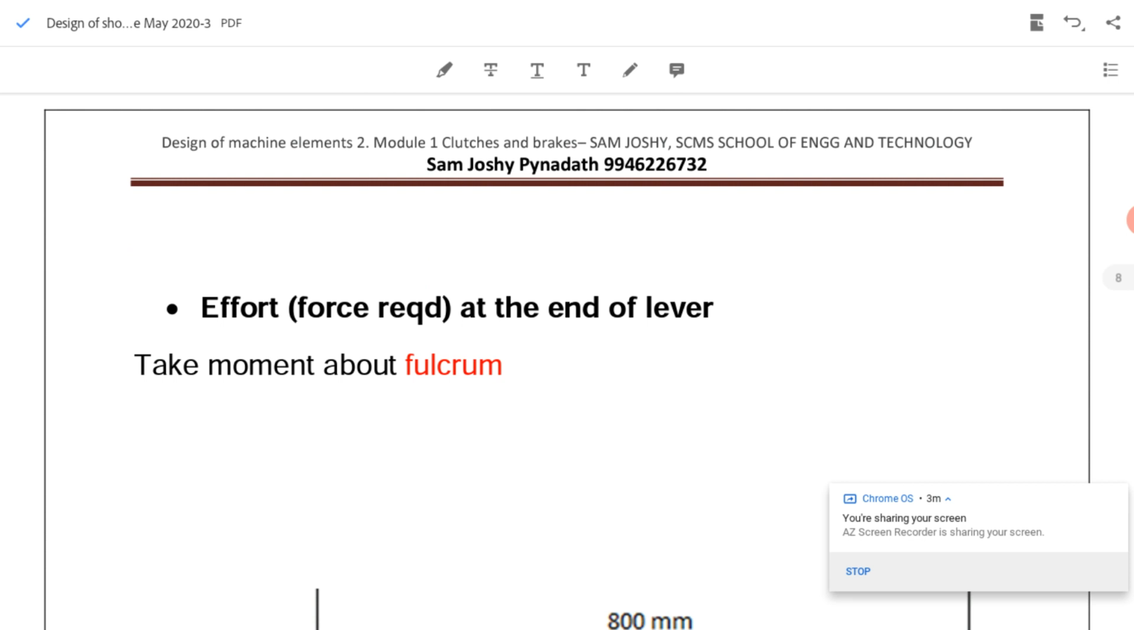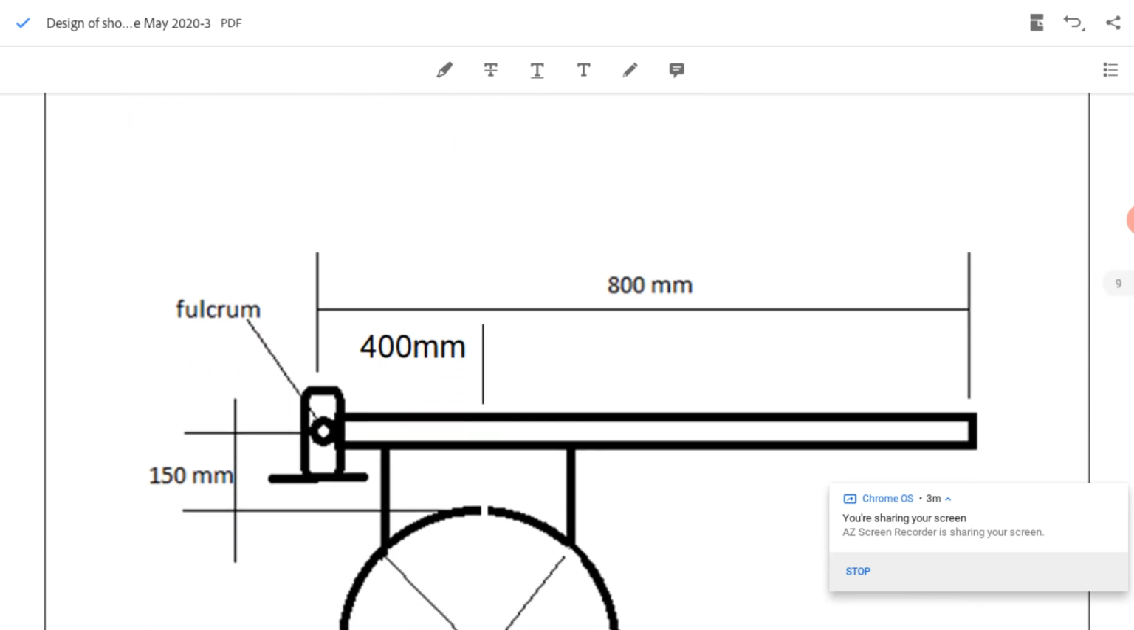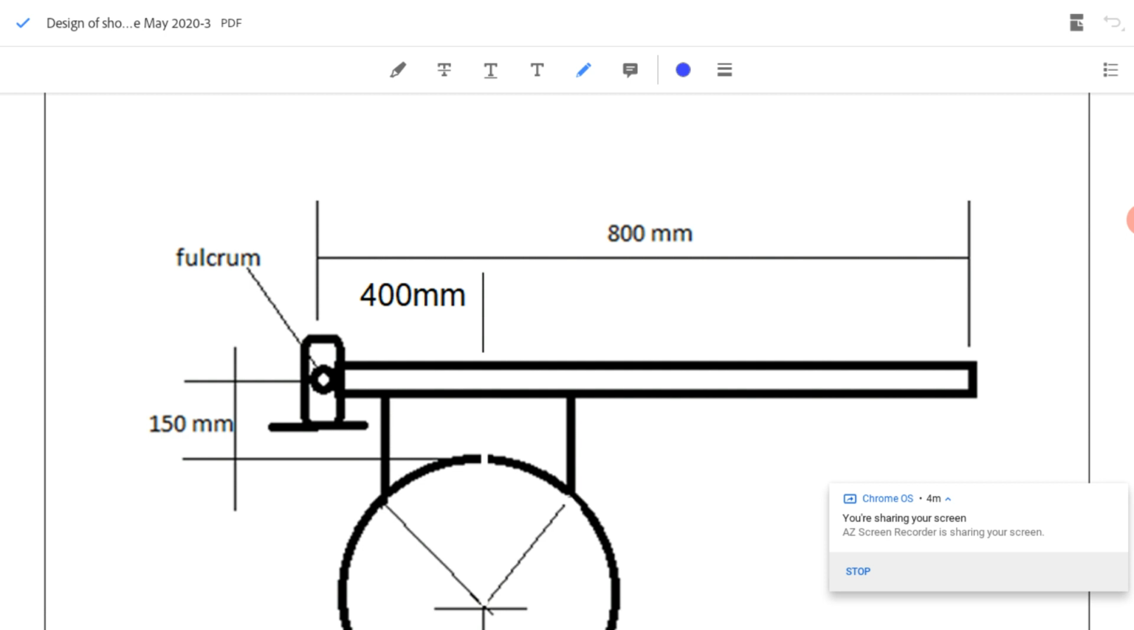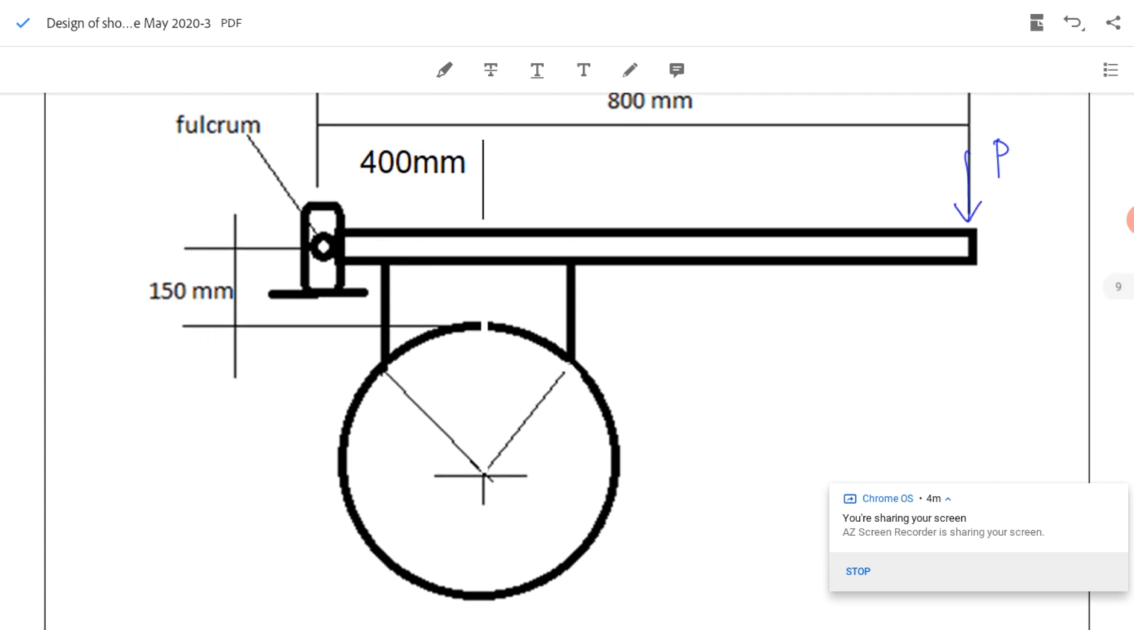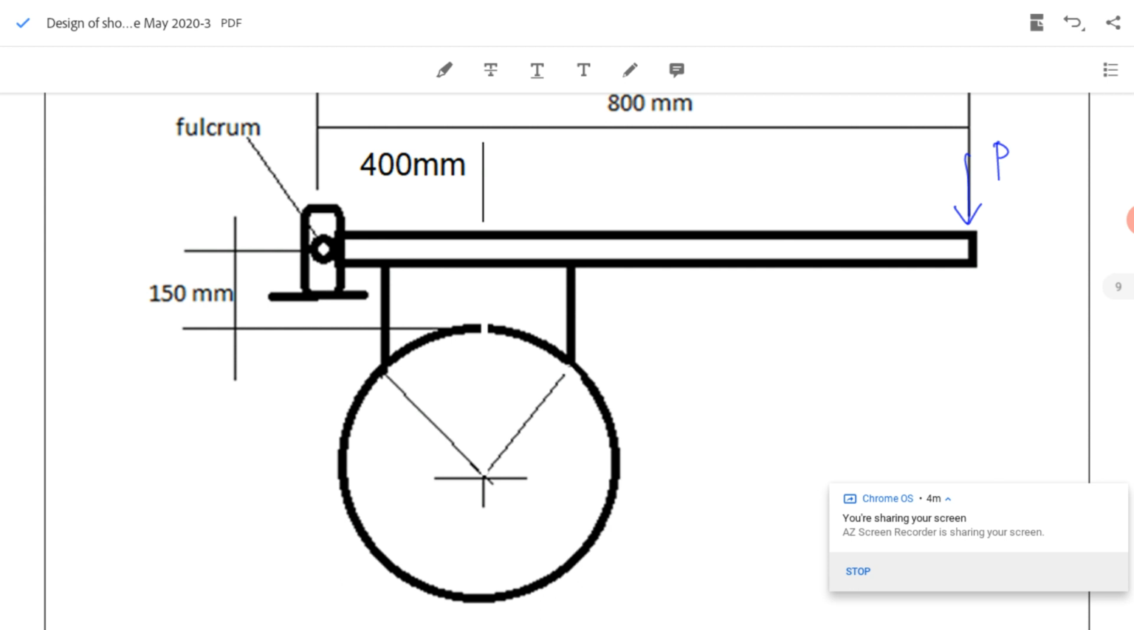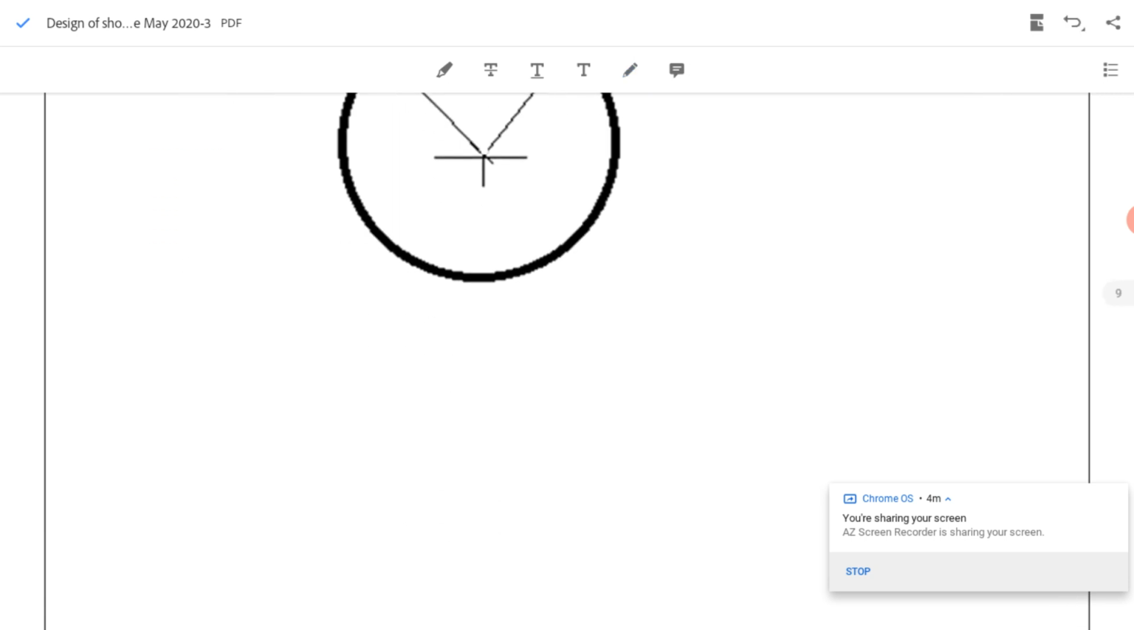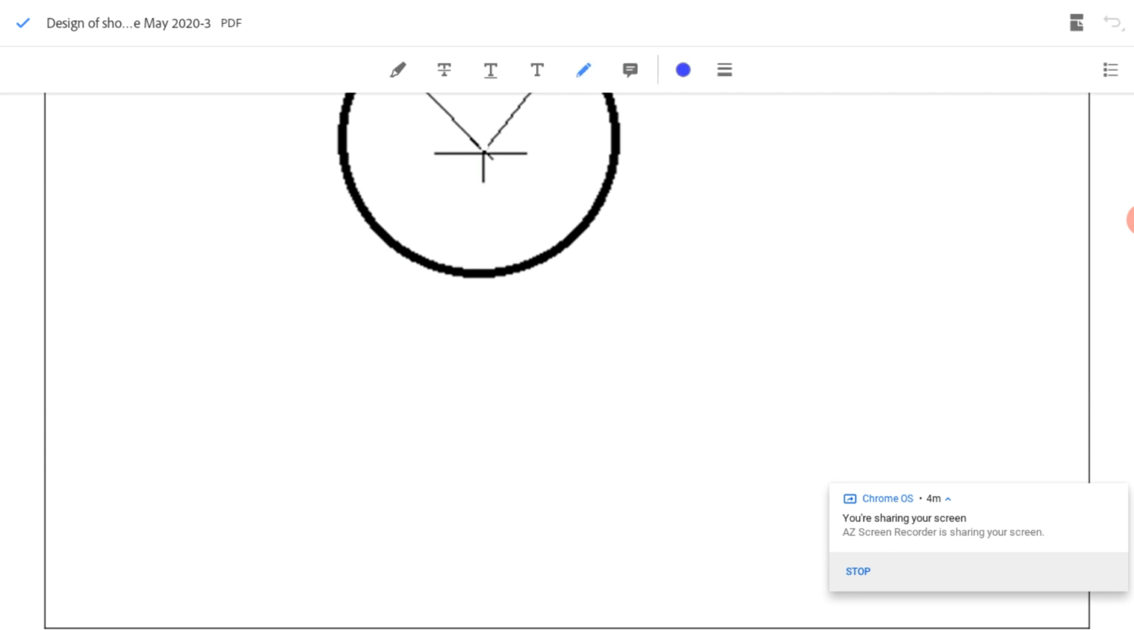Now we have to find the effort required at the end of the lever. So effort required is the load to be applied at the end of the lever. In this section, we have to see how the forces are acting on the drum. Recollect the force analysis on the drum and the shoe. So here we have the drum rotating in clockwise direction.